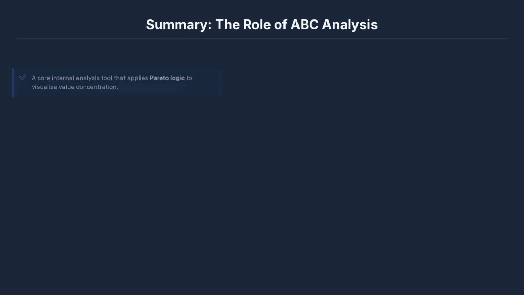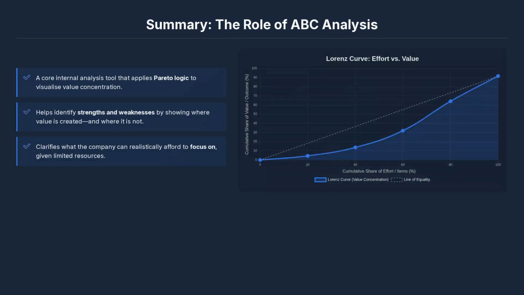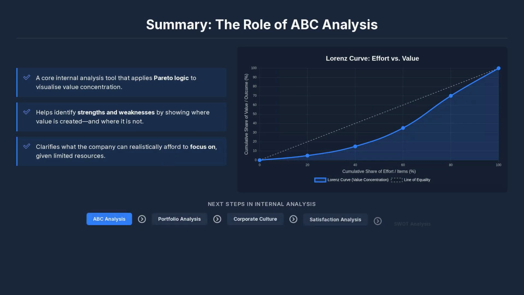Let's summarize the role of ABC analysis in the strategy process. ABC analysis is a core internal analysis tool that applies Pareto logic and uses the Lorenz curve to visualize value concentration. It helps identify strengths and weaknesses by showing where value is really created and where it is not. Most importantly, it clarifies what the company can realistically afford to focus on, given limited resources and managerial attention.